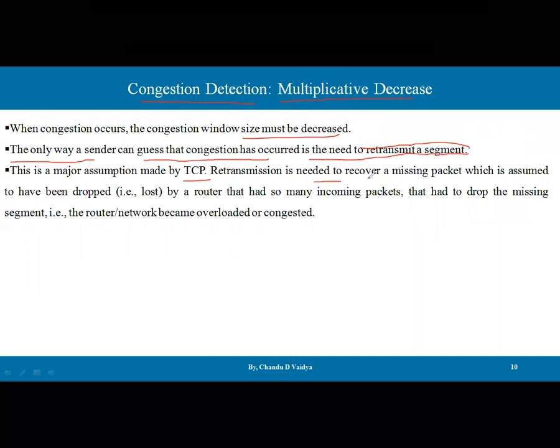Retransmission is needed to recover the missing packets, which are assumed to have been dropped, that is lost, by a router that had too many incoming packets and had to drop a segment. That is, the router or the network has become overloaded or congested. So it is better to analyze the traffic over the network, and that is automatically decided by TCP, so that the overload and congestion can be reduced.